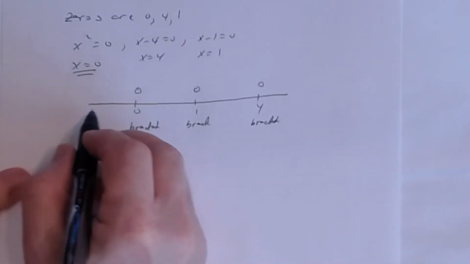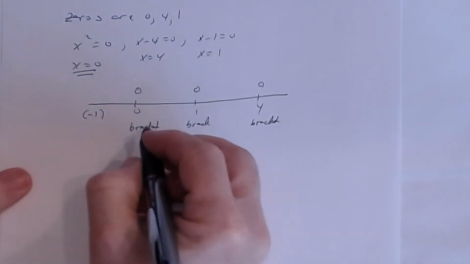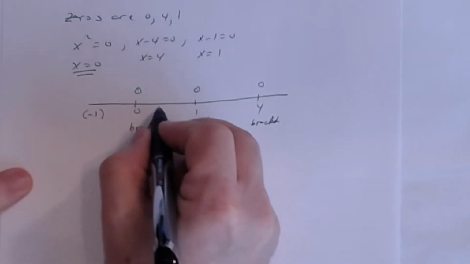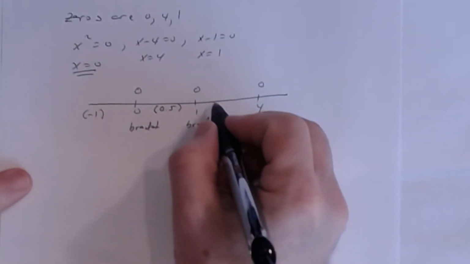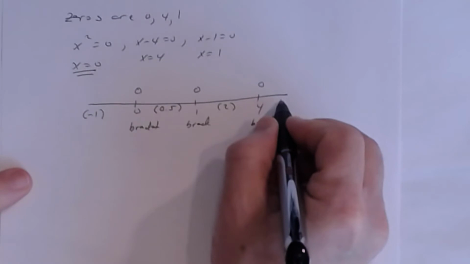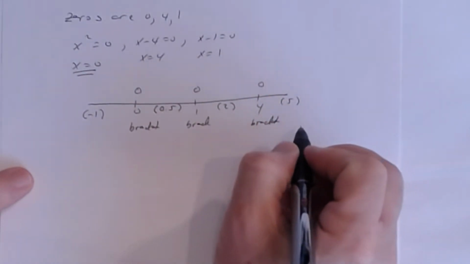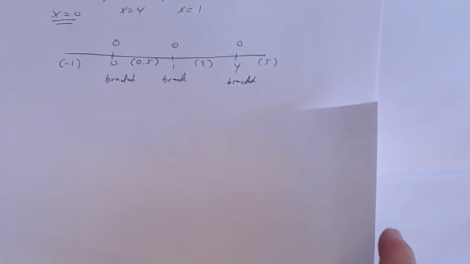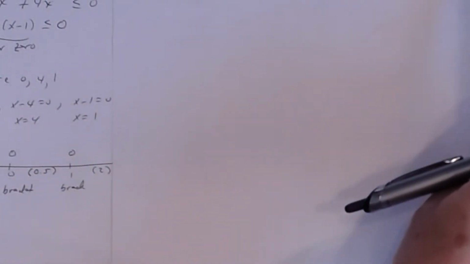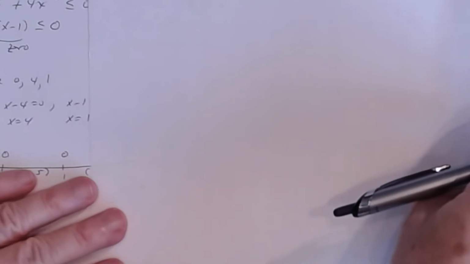From -infinity to 0, I'm going to use -1 as my test point. Now there is no integer between 0 and 1, so I'm going to have to resort to 0.5. From 1 to 4, I'm going to use 2, and from 4 to infinity, I'm going to use 5. Okay, and now I'm going to substitute those test points into the factored part here.